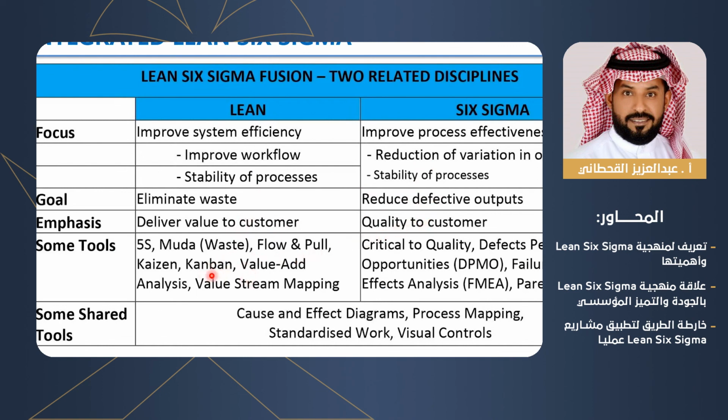Here are some tools used in Lean, which is the 5S methodology. Muda is a Japanese word for waste. It is the same meaning. Kaizen, Kanban, value stream mapping, these are tools and techniques that can be followed when implementing Lean projects. Critical to quality, CTQs, defects per million opportunities, and many others. This is just a summary. We are limited with time. We cannot explain each step in detail.